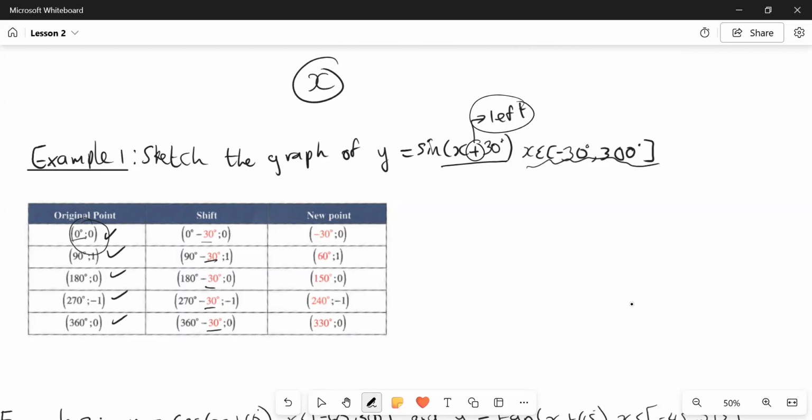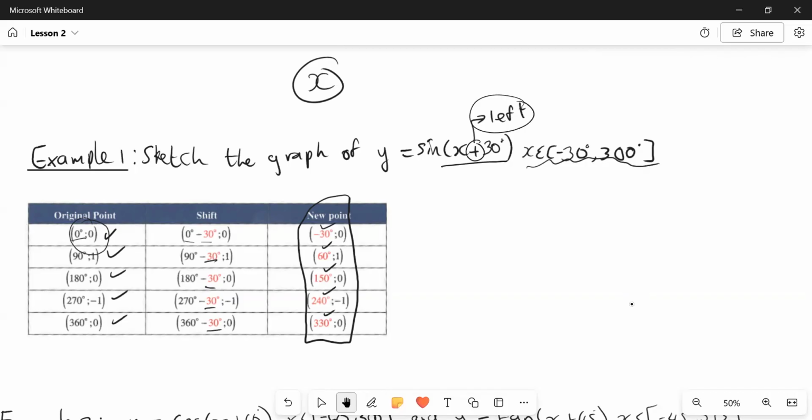So x was 0. Now we say 0 minus 30. We get minus 30 there, then 90 gives 60, then 150, 240, and 330. Right? And then now you have your new points. So now we just need to draw the graph based on these new points.